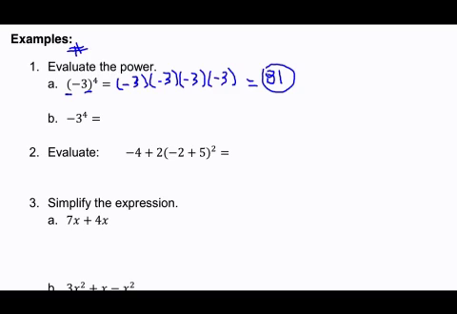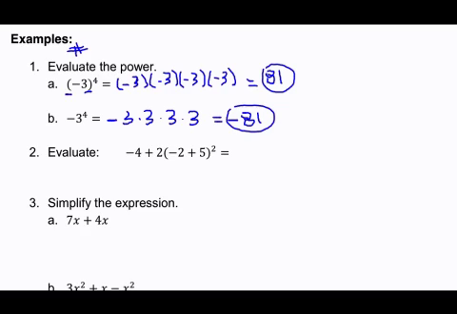Now part B should look very similar to you, but notice we don't have the parentheses. So this is telling us that we are multiplying 3 4 times, and we just have a negative out front. So we have 3 times 3 times 3 times 3. Now a negative times all those positives is a negative. So this one is actually negative 81. Again, if you don't use the parentheses, it's going to change your answer. So make sure if they're included that you include them as well.